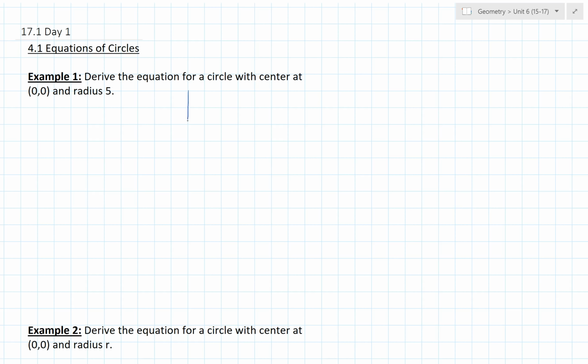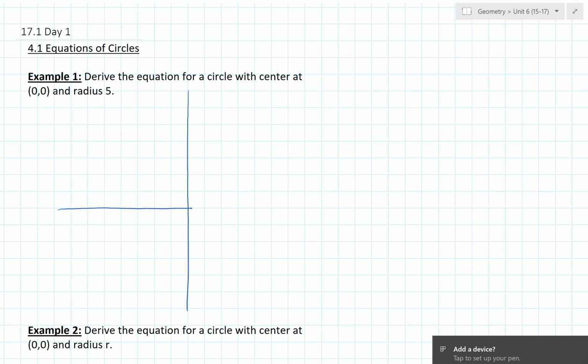So go ahead and draw yourself some x and y axes. And our center is going to be at 0, 0. And then if we have a circle with radius 5, we'd go 5 in every direction. So 1, 2, 3, 4, 5. I know my circle is going to go 5 to the right, 5 up, 5 to the left, and 5 down. Okay, so do your best to try to draw a circle that goes through those 4 points.